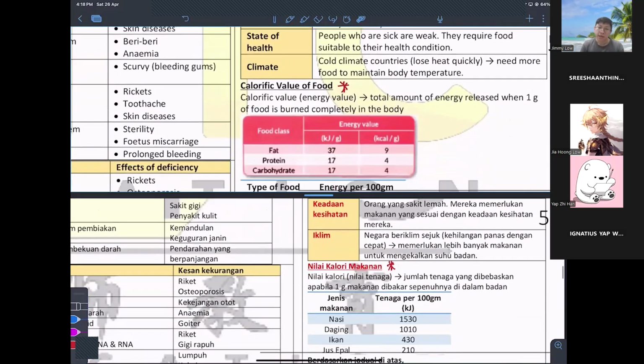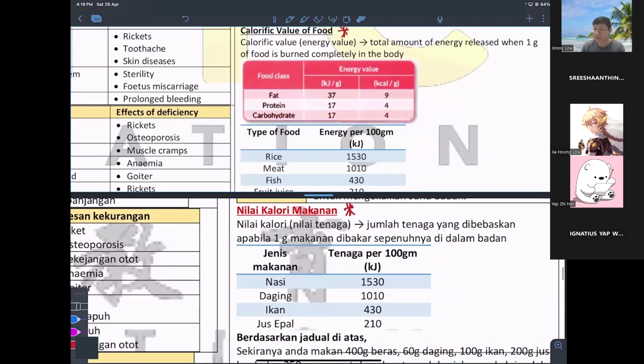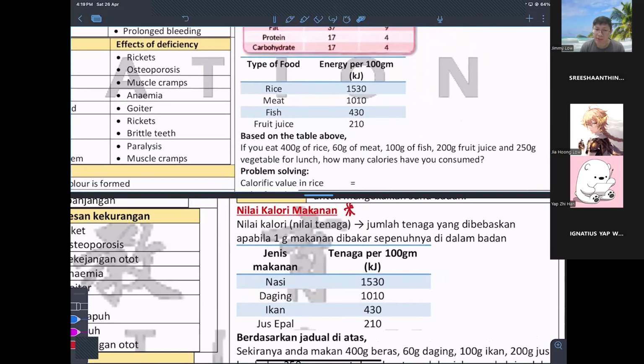Calorific value, you must know how to calculate. This one is a compulsory question, either coming out in your first objective or your subjective. Maybe your subjective, maybe your objective. Somehow even worse, they come out in both. So you must know how to calculate this thing.